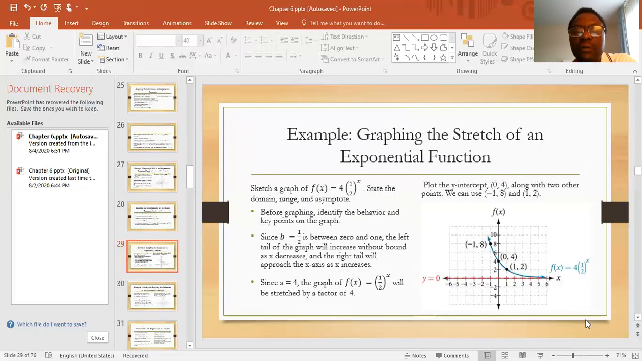So this is an example of a graph of f of x equal to 4 times (1/2) raised to power x. Here, b is 1/2, that means we will have a decreasing function. Since a equals 4, the graph of f of x equals (1/2) raised to x will be stretched by a factor of 4. So we can plot the y-intercept, which is (0, 4), along with two other points. We can use (-1, 8) and (1, 2), and then sketch our graph.